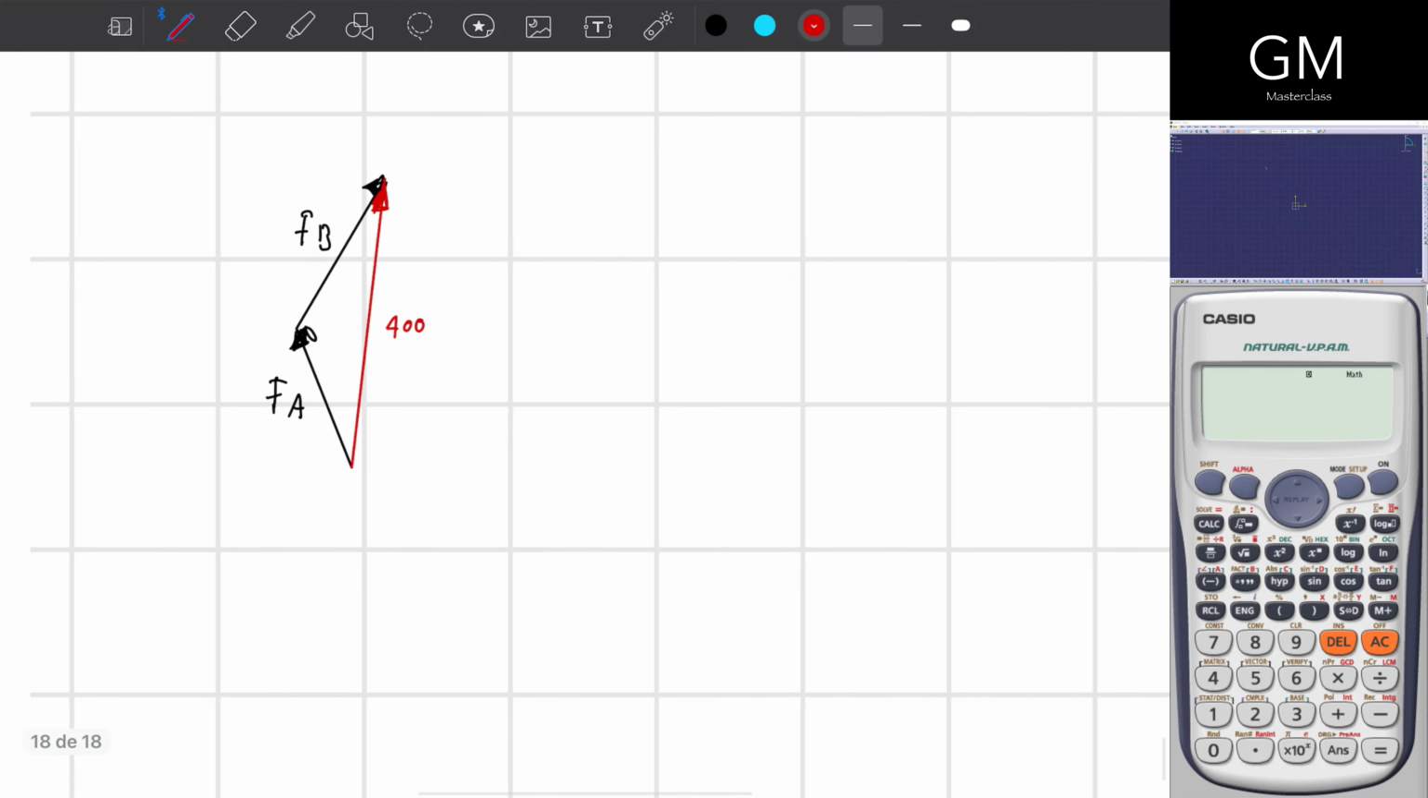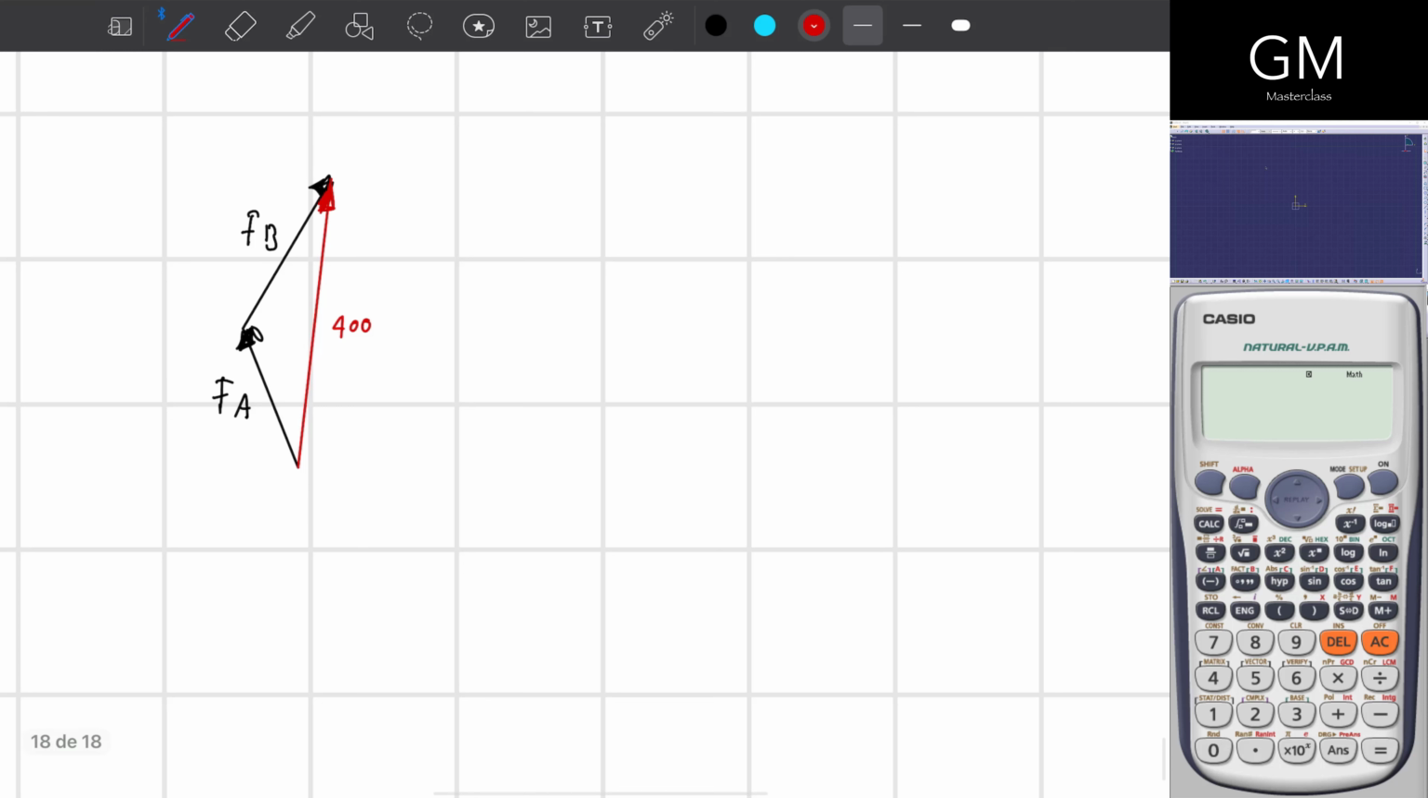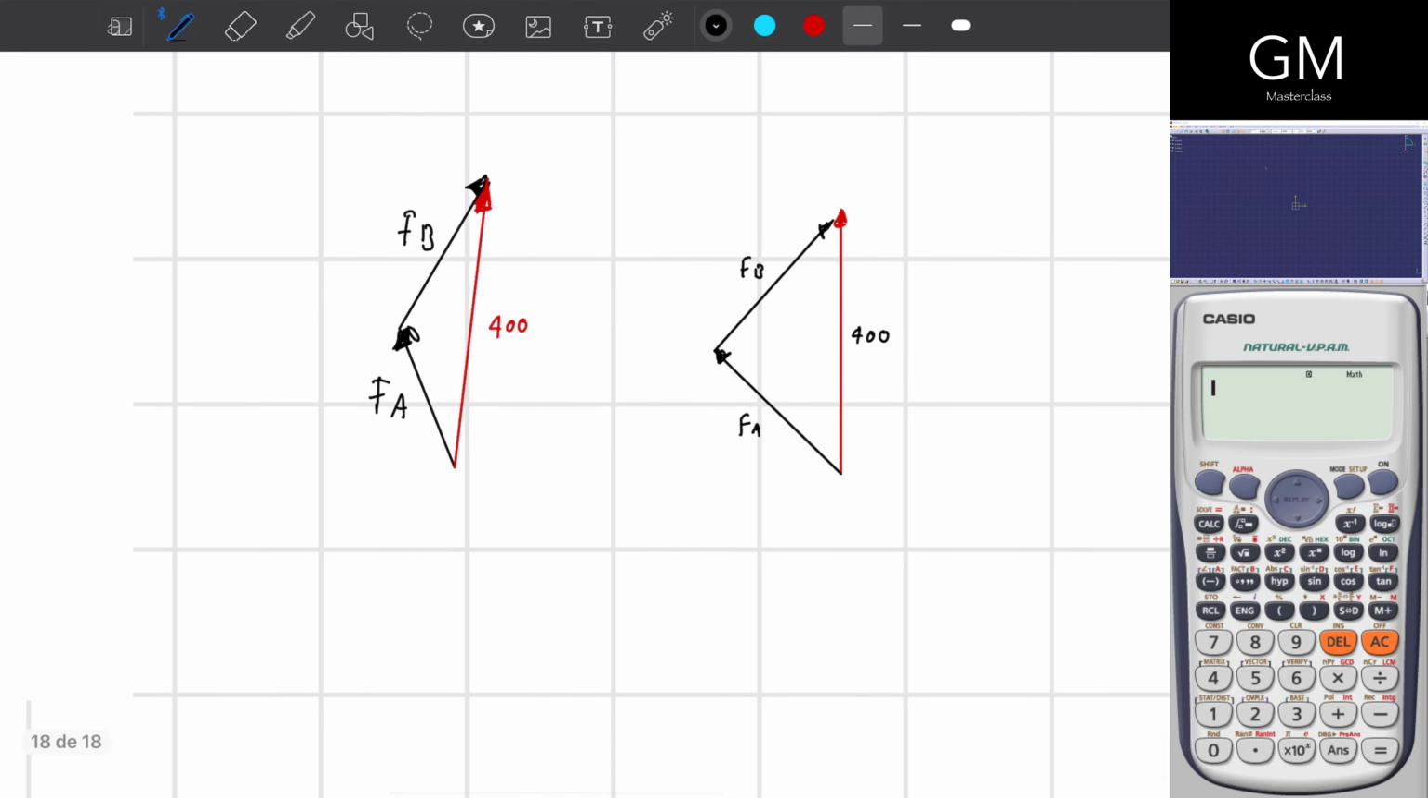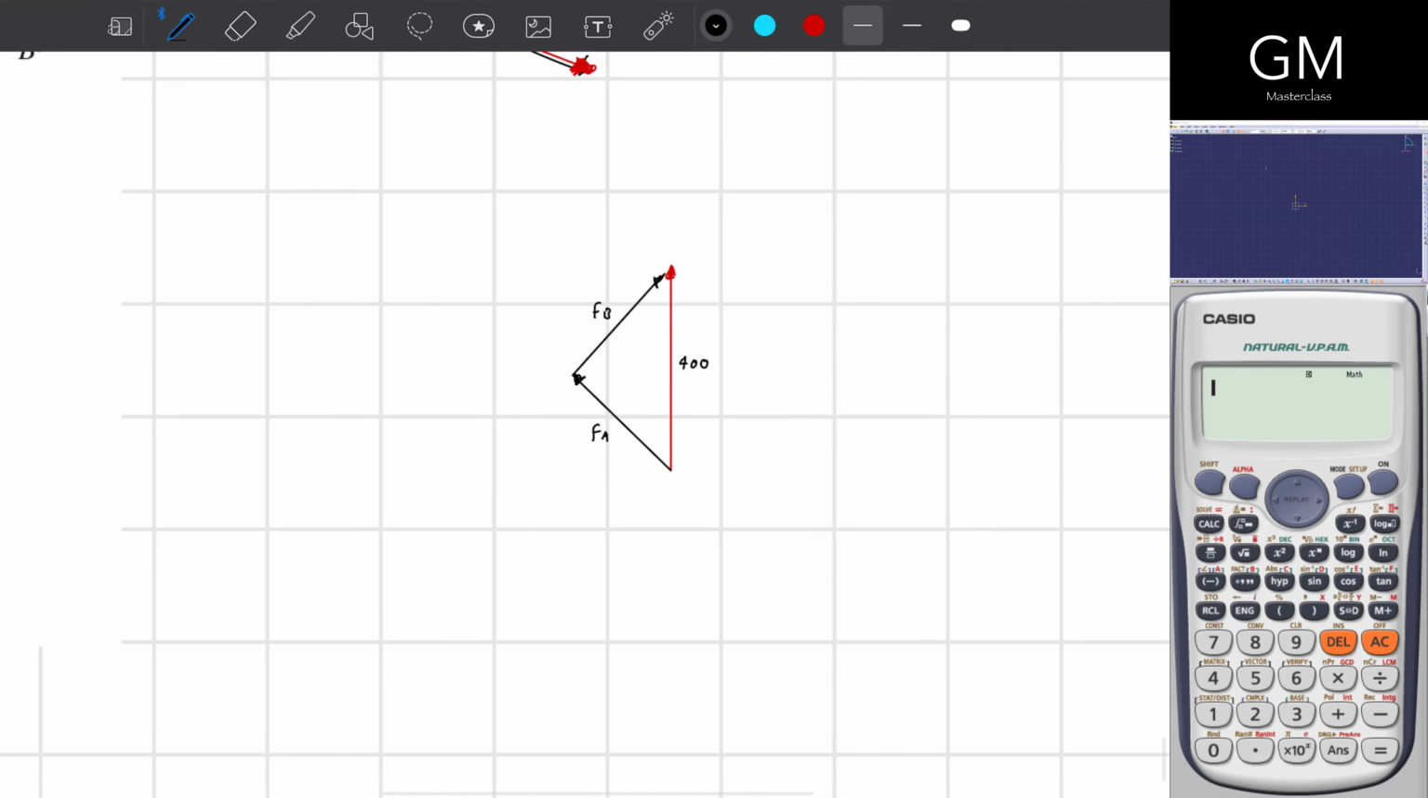Alright, I do not like this sketch, because the 400 must be something close to a vertical line. So bear with me while I create another one. So right here I have FB, right here I have FA, right here I have the 400. At this point I do not care about the unit system, the pounds. I just care about the magnitudes, right? So the 400.